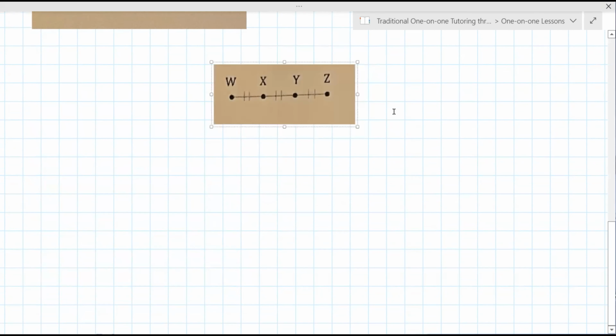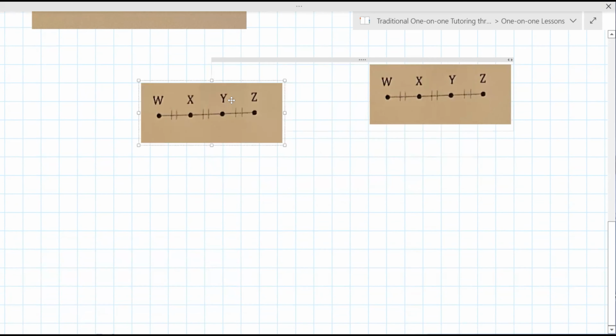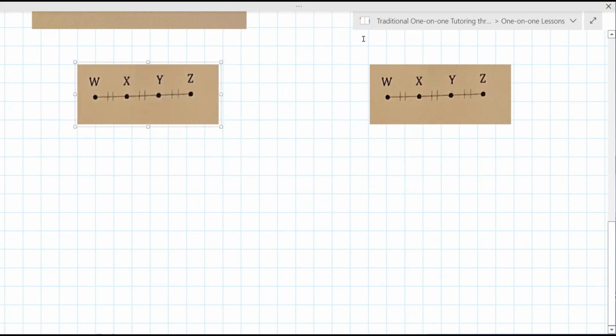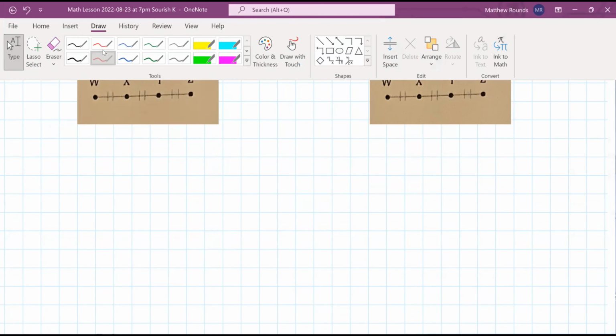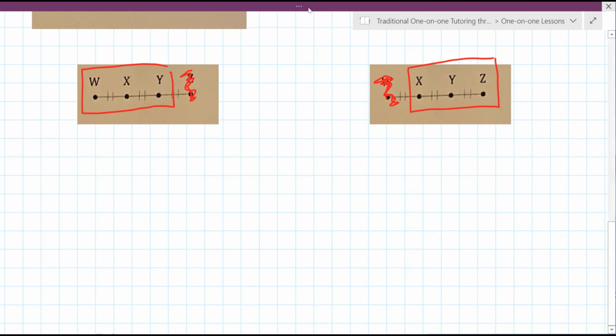Okay, so now the next one. There's actually two questions or two answers here. So here's the next one, that middle one. Let me actually grab a copy of this. Okay, if you're seeing my screen, there's really two problems here. There's one where we just focus on this part right here, W, X, Y, and we forget about that one. And then there's another problem here where we focus on X, Y, Z and forget about that one there in the middle.